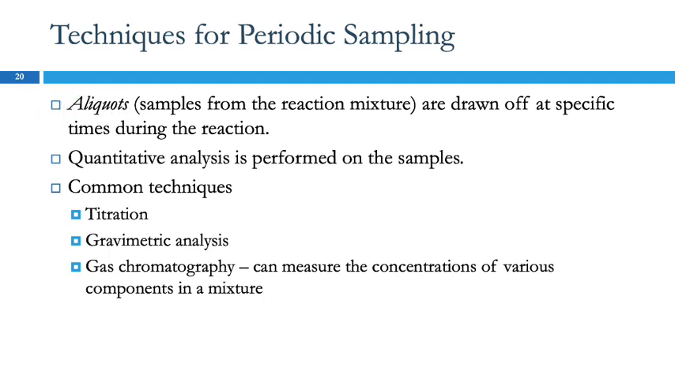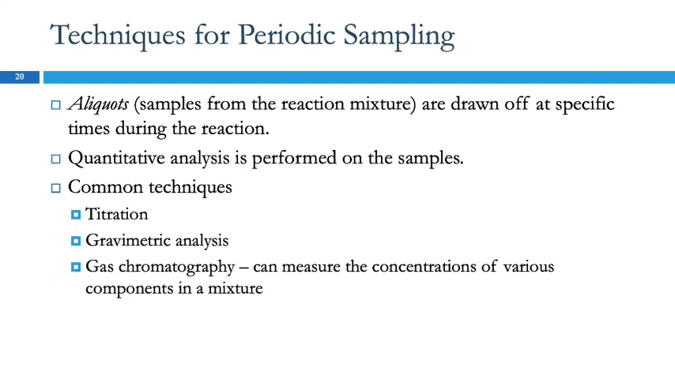Aliquot is just, we took a sample. So we take out the sample and we measure it. And so then there are different techniques that can be used for measuring the amount here. Common techniques are titration, gravimetric analysis, and gas chromatography.